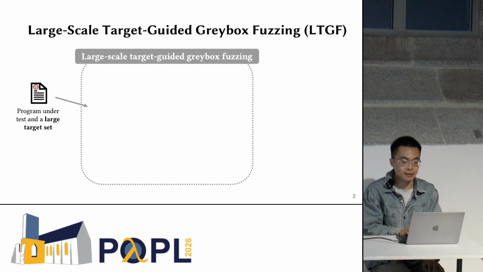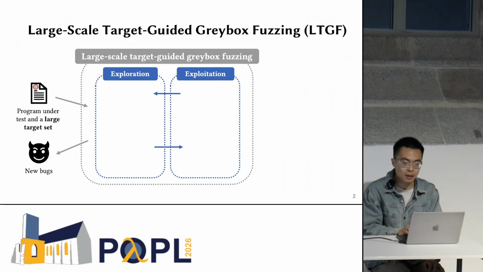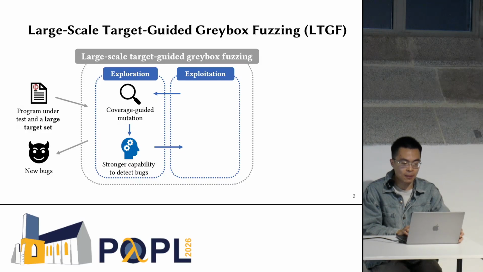Given a program under test and a large set of targets, usually coming from static analysis alarms, LTGF aims to trigger as many potential new bugs at these targets as possible. LTGF operates in two alternating stages, exploration and exploitation. In the exploration stage, LTGF performs coverage-guided mutation to accumulate more seeds, which enhances its capability to detect bugs during the exploitation stage. In the exploitation stage, LTGF first conducts target prioritization. For those high-priority targets, LTGF carries out directed mutation to trigger the potential bugs associated with them.